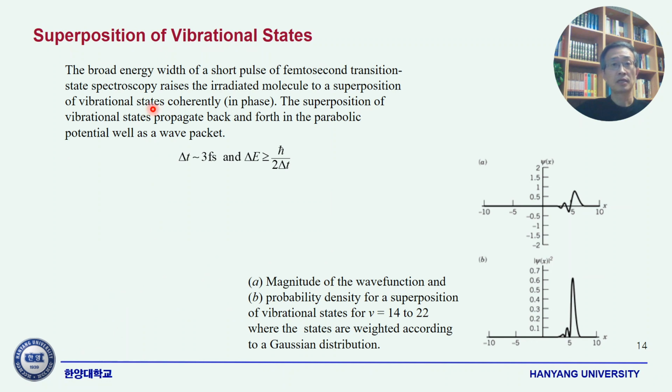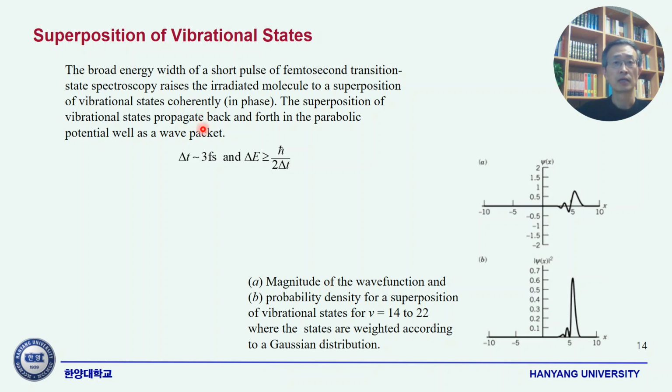Another thing is femtosecond spectroscopy. Now you are using a 3 femtosecond laser pulse, which is a very short pulse of 3 femtoseconds. Okay, so this is an application for femtosecond transition state spectroscopy. People use this in kinetic study or chemical kinetics as such.